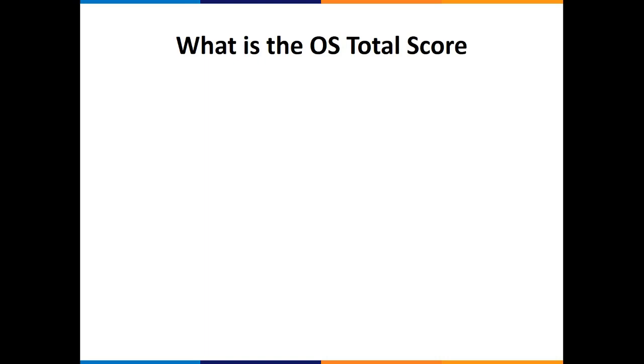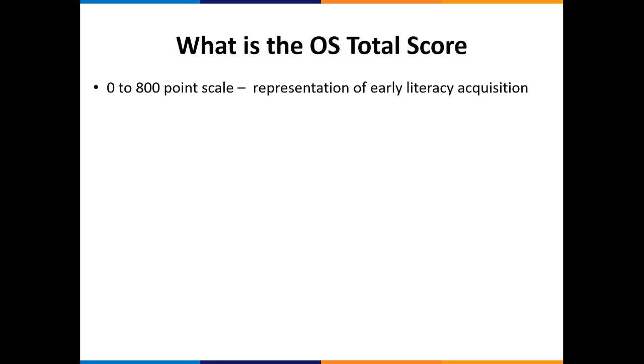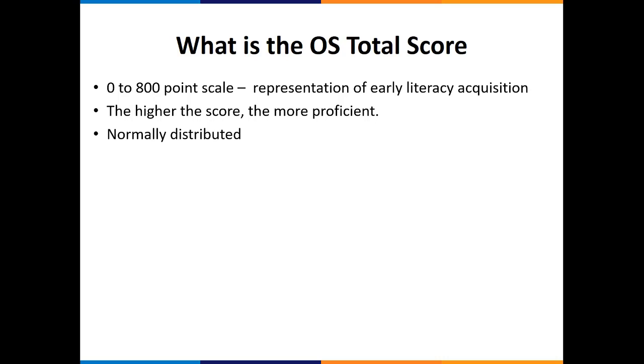All right. So first, let's talk about what is the OS Total Score. Simply put, it is a 0 to 800 point scale, and this scale represents a child's early literacy acquisition. So the higher the OS Total Score a child gets, the more proficient the child is. They have better early literacy acquisition skills. It is a normally distributed score, so when you look at it on a chart, it forms a bell curve.